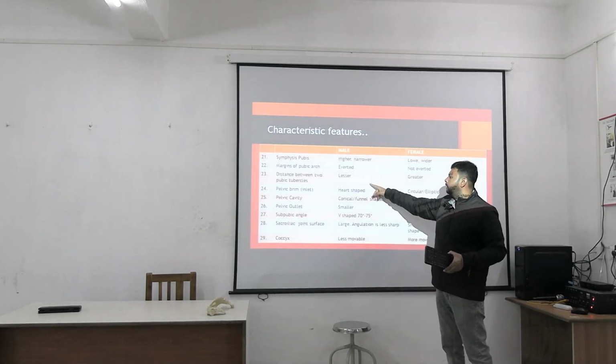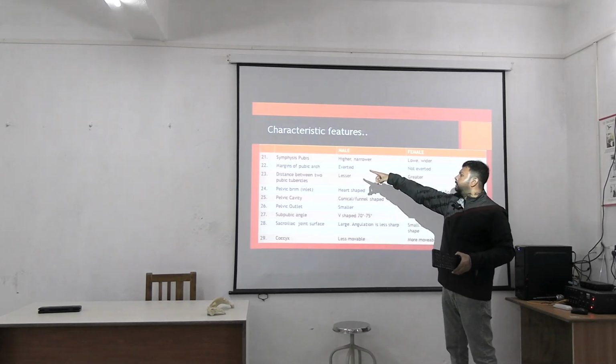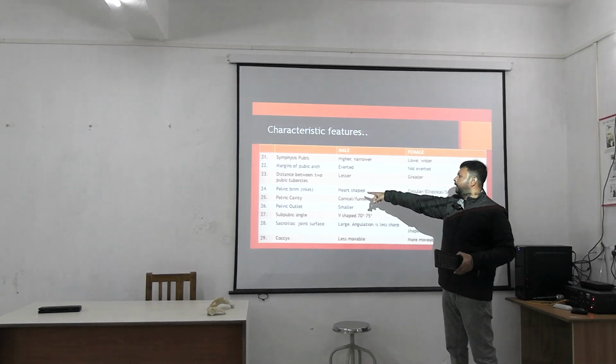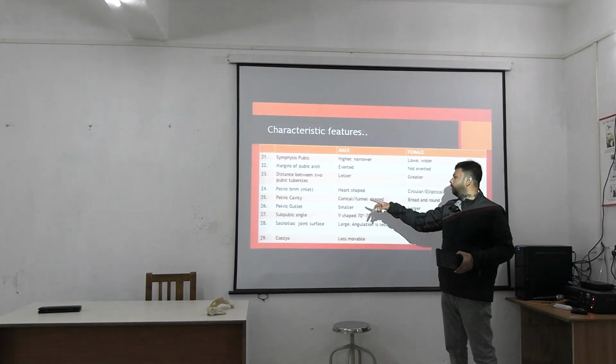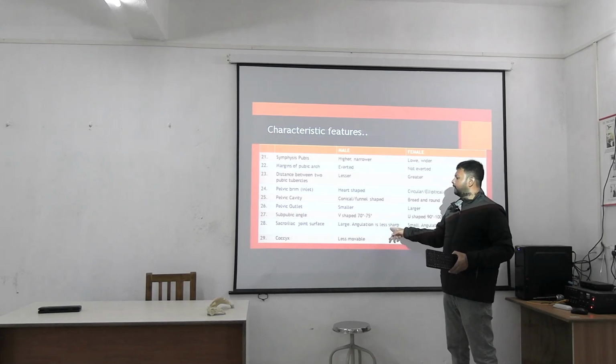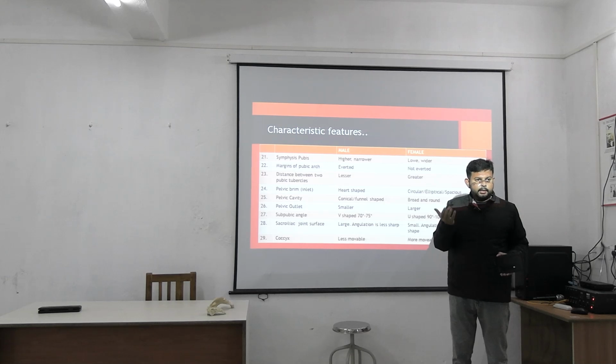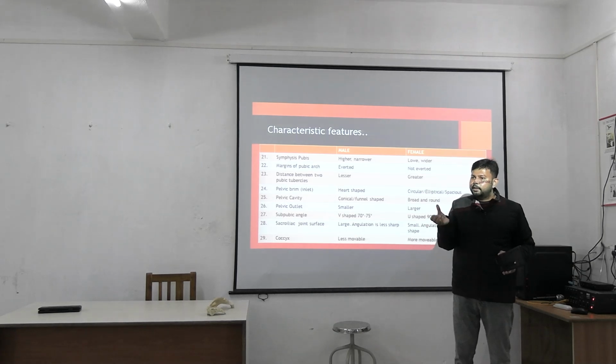So these things we'll discuss in that picture. What are they? Symphysis pubis, margin of pubic arch, distance between two tubercles, pelvic brim, inlet we have discussed, heart shaped and all, cavity we have discussed, pelvic outlet is smaller, subpubic angle we have discussed, sacroiliac joint surface we have discussed. Coccyx is more movable in females. Why? To accommodate the delivery process of the baby. Coccyx is more movable in females.